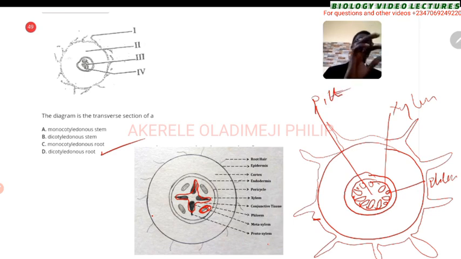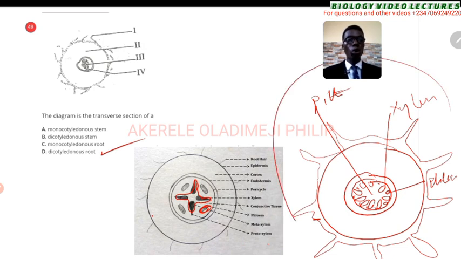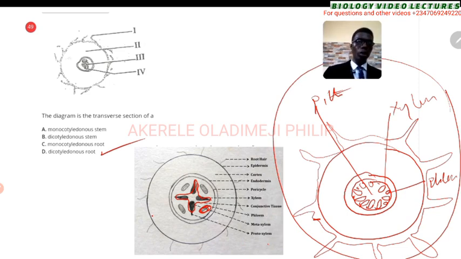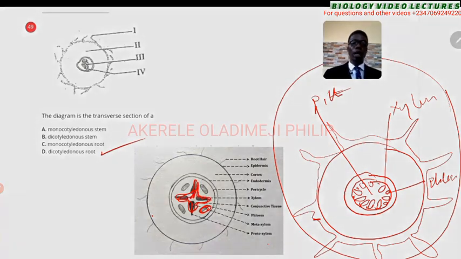So pith is only present in the monocot. Monocot roots, I mean to say, look like this. It has pith at the middle. But for dicot, instead of having pith at the middle, what we have in the middle is actually xylem. Please don't forget this, it's very important.